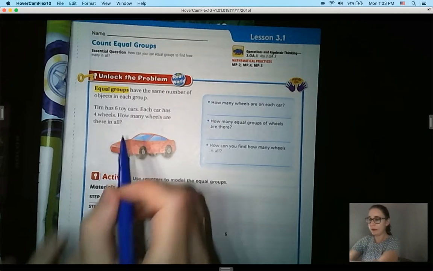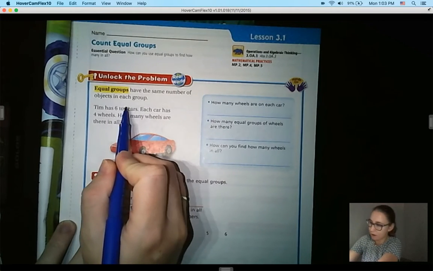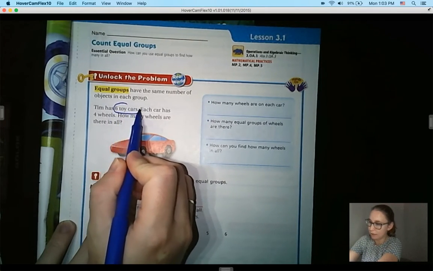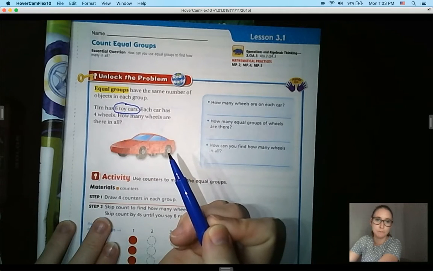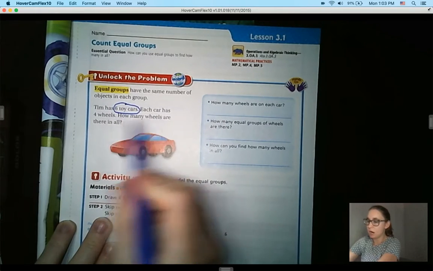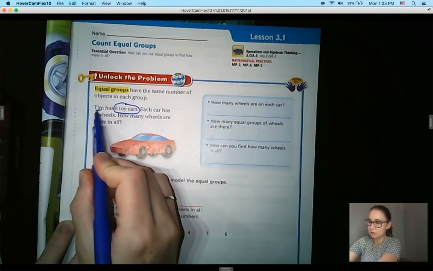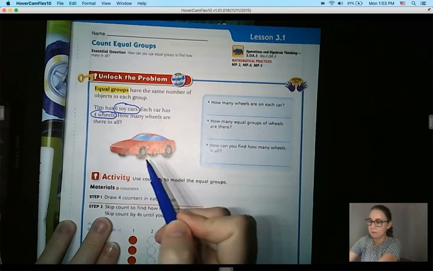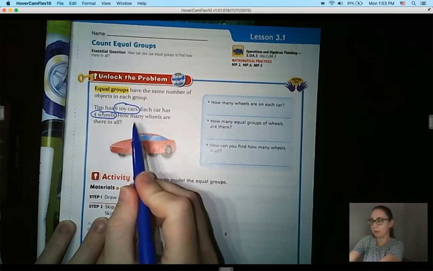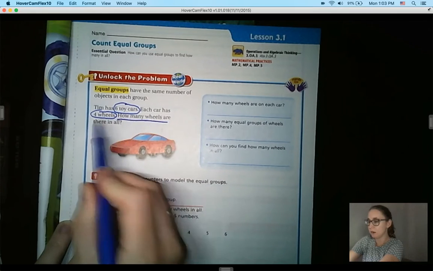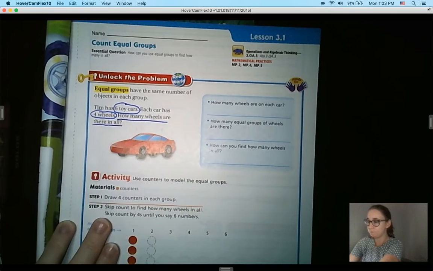So first we have Tim has 6 toy cars. So we know how many toy cars he has. I'm going to circle that. Each car has 4 wheels. And I'm going to underline my question. And my question is, how many wheels are there in all?